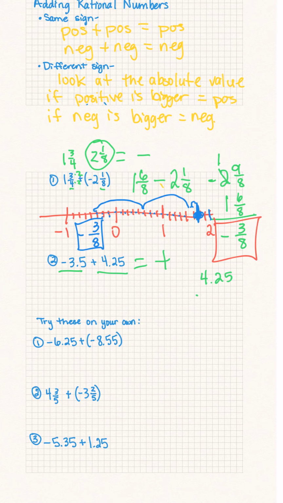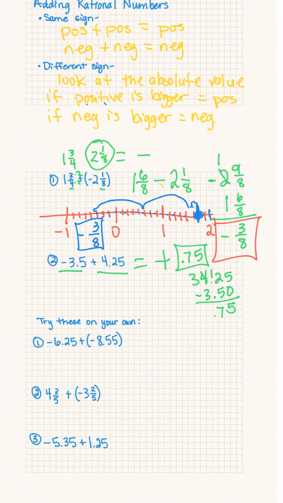So we could write that like this. 4.25 subtract 3.5. It's going to equal 5. Borrow 1 over here. 7.75. So it's going to equal a positive 0.75.